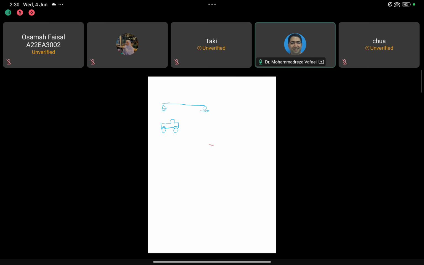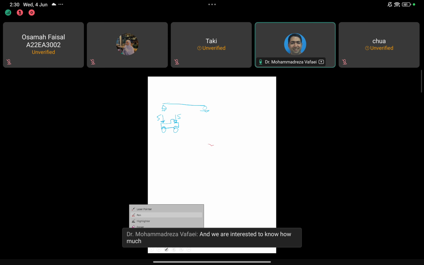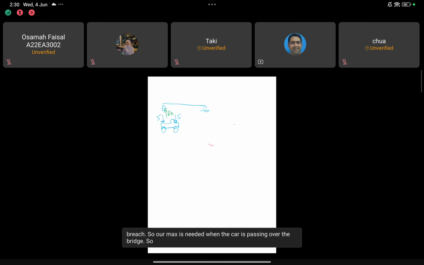Okay. And both point loads are similar, 5 and 5. We are interested to know how much is RA max, the maximum of RA, when this car is passing over the bridge. So RA max is needed when the car is passing over the bridge. So the first thing that we need to do is to draw the influence line for RA.